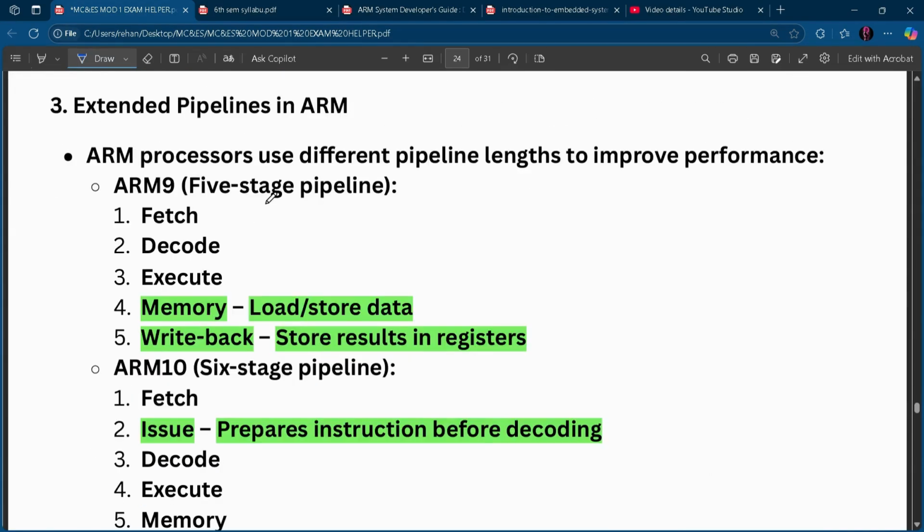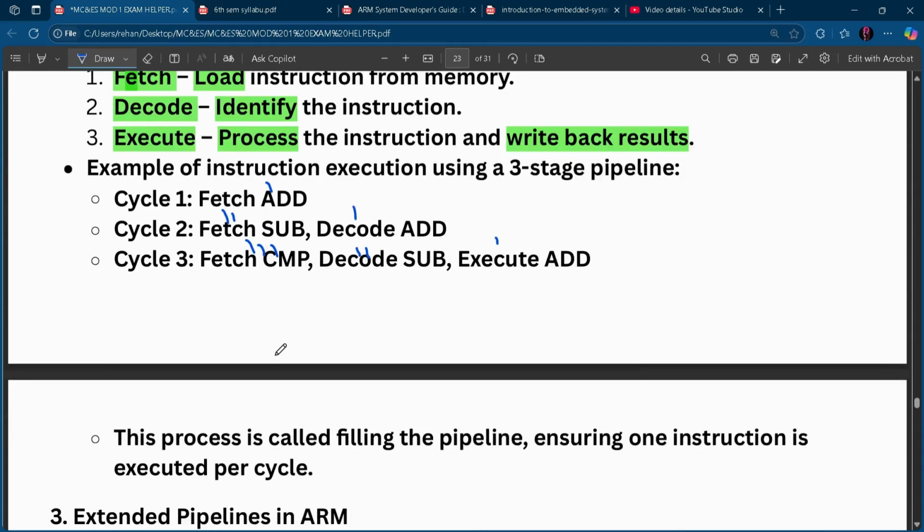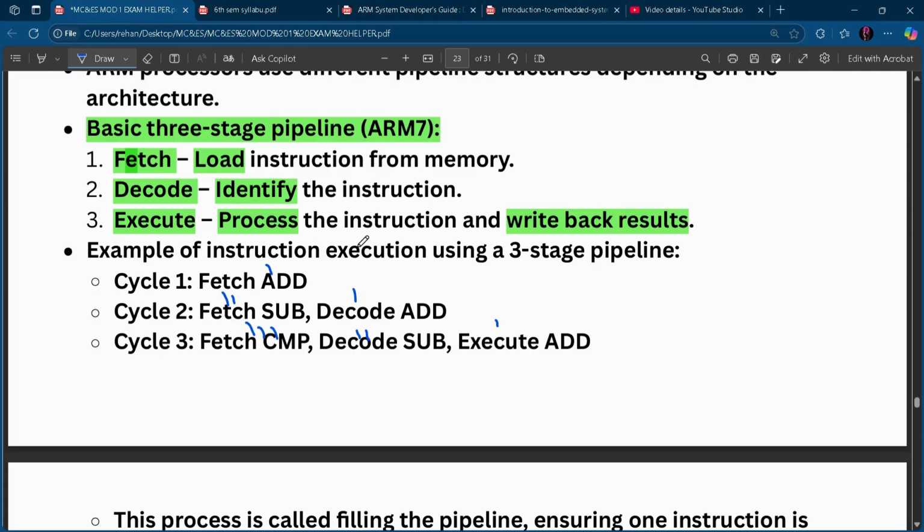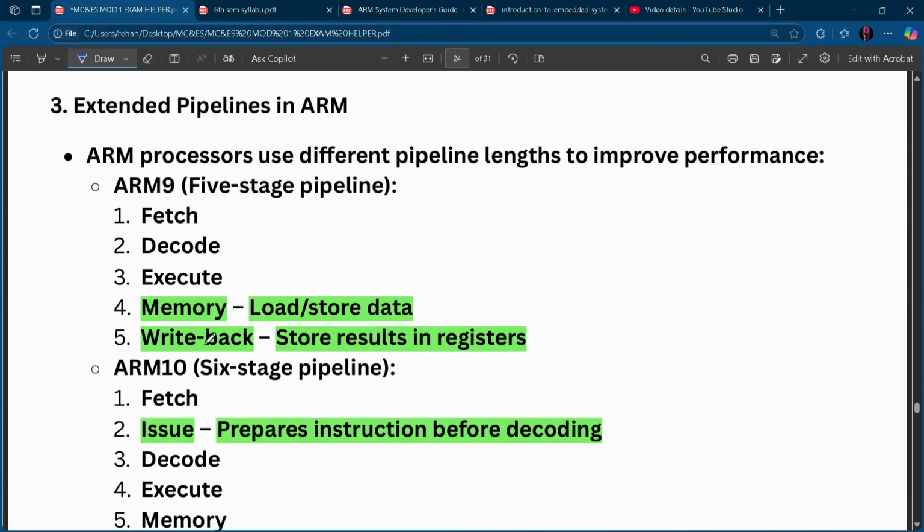Extended pipeline ARM. ARM9 has 5 stages and ARM10 has 6 stages. The additional stages are memory and write back. You read here that execute processes the instruction and writes back the results, so we have that stage separately here. Memory loads or stores the data, sometimes storing results, since sometimes you require some data after the execution. So it does both the work: it stores the data and it also sometimes loads the data. And write back stores results in a register.